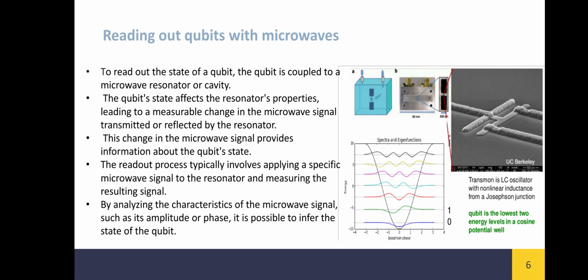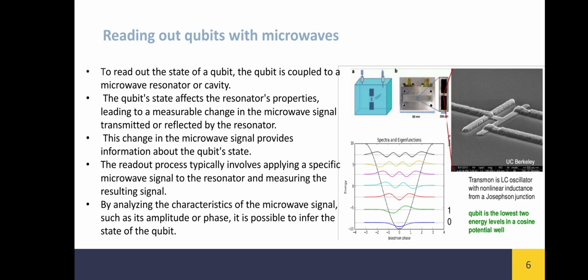So, the readout process typically involves application of a specific microwave signal to the resonator and measuring the resulting signal. By analyzing the characteristics of the microwave signal, such as its amplitude or phase, it is possible to infer the state of the qubit. The readout process can be performed by using a technique called dispersive readout or by utilizing quantum limited amplifiers to enhance the sensitivity of the measurement.